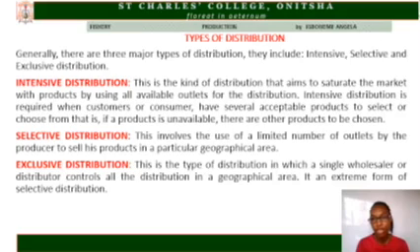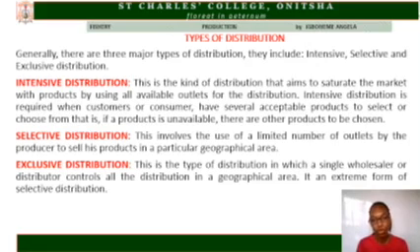Types of distribution. Generally, there are three major types of distribution. They include intensive, selective, and exclusive distribution. Intensive distribution. This is the kind of distribution that aims to saturate the market with products by using all available outlets for the distribution. Intensive distribution is required when customers have several acceptable products to choose from. That is, if a product is unavailable, there are other products to be chosen.